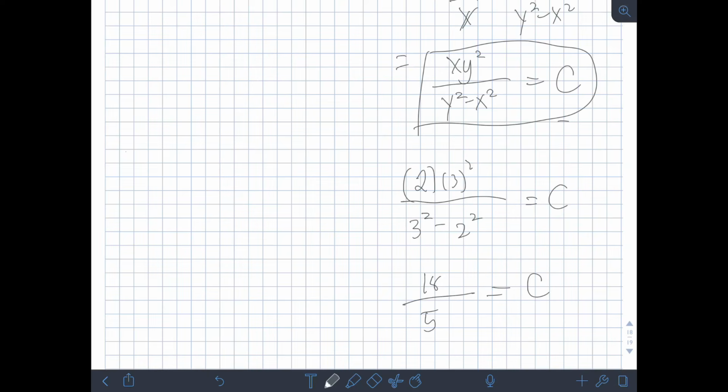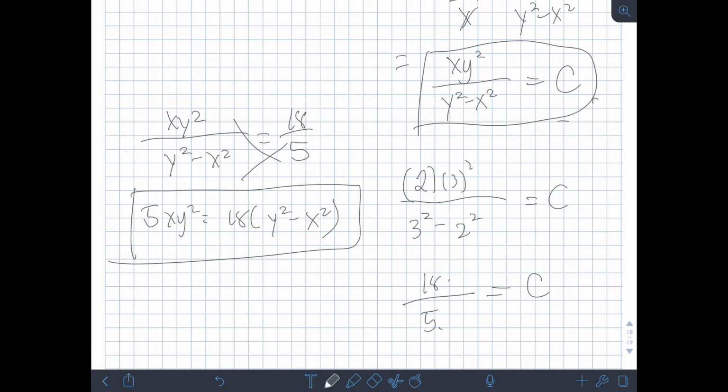So, therefore, pwede na natin i-substitute itong 18 over 5 dito sa C natin sa general solution. So, we have x y squared over y squared minus x squared is equal to 18 over 5. Or cross-multiply natin, we have 5 x y squared equals 18 times quantity y squared minus x squared. Okay, so this is the final answer. Okay, so basically, that's it for the topic homogeneous differential equation.